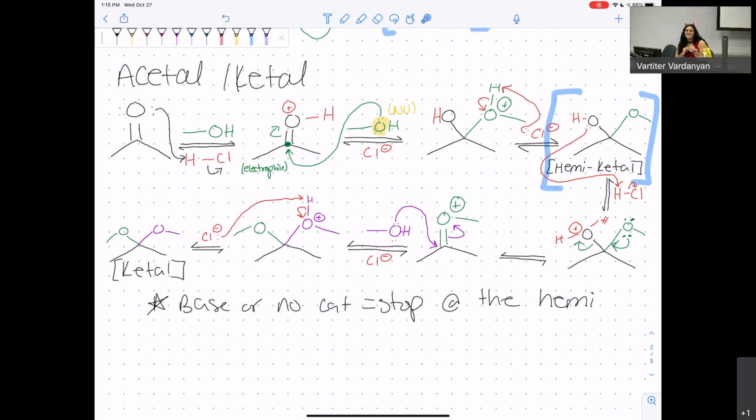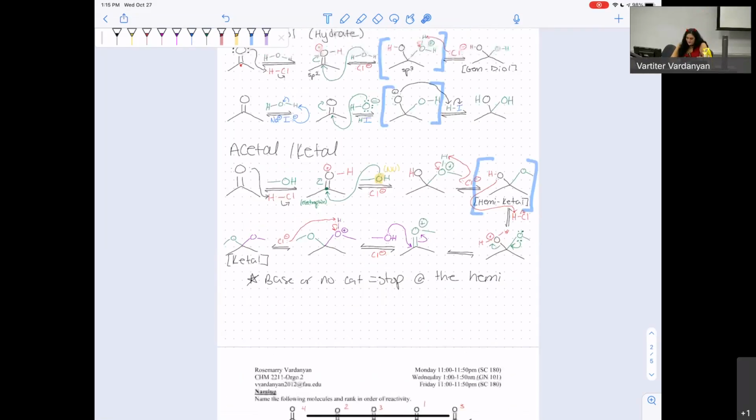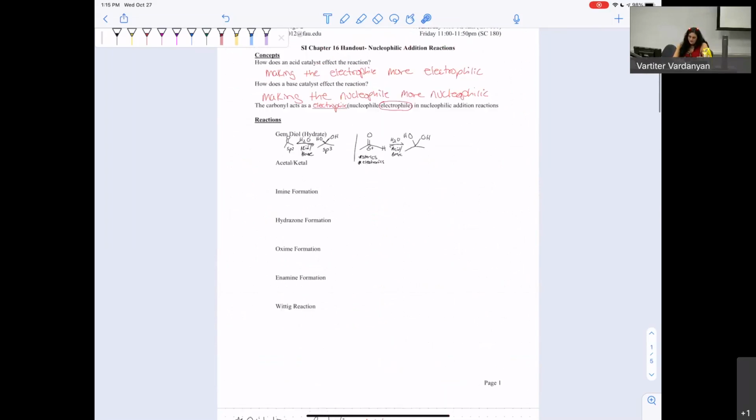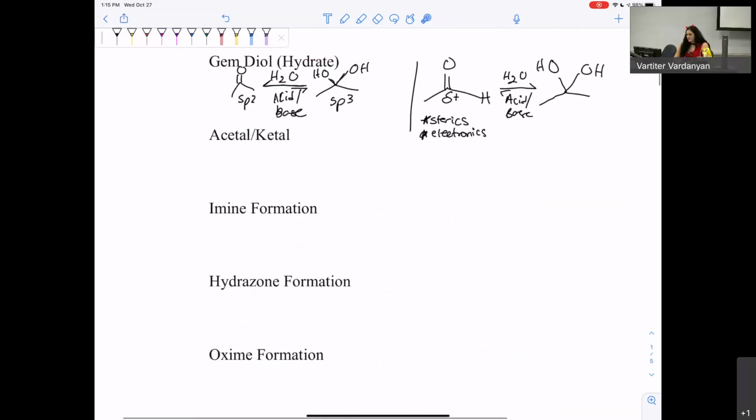Very good questions today. So how are we feeling with acetal-ketol reaction and gem diol reaction? Good, bad, in the middle? Okay. So before we move on, I did the summary for the first one, so I might as well do the second one.